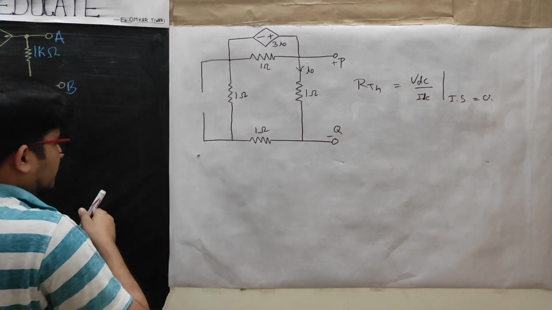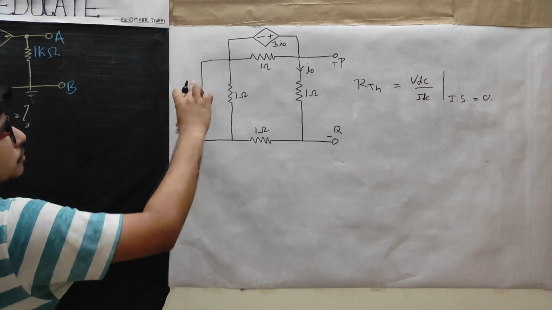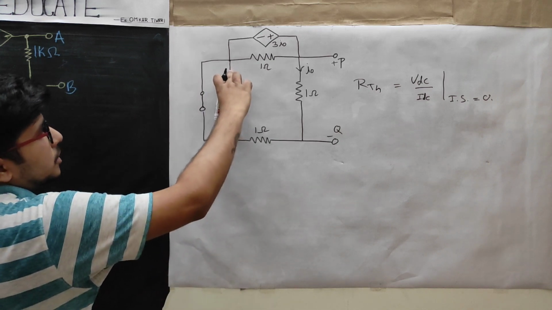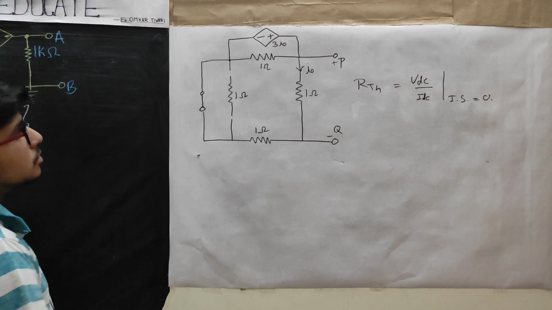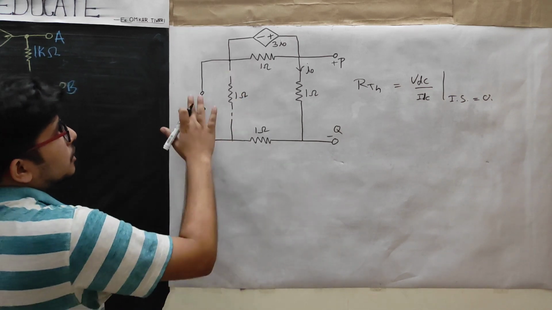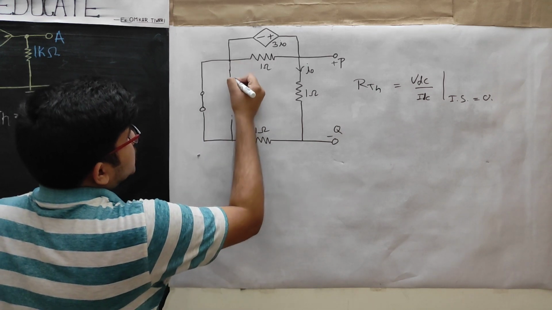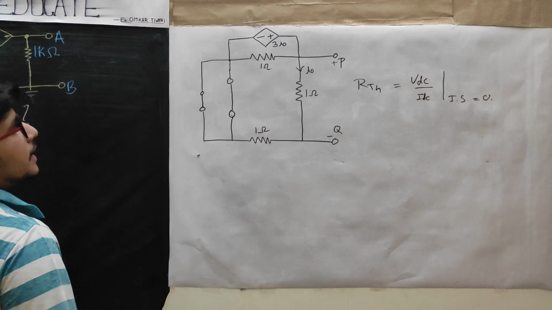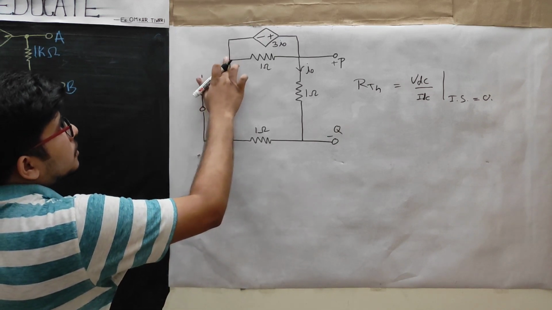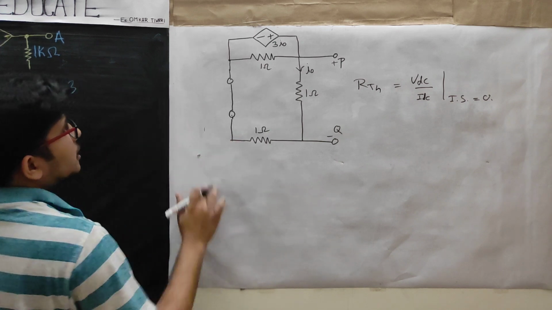When I short circuit this point, the voltage across this 1 ohm will also be 0, which means this will also be short circuited. I will short circuit this again, which means I can remove this part. So this part has been removed.